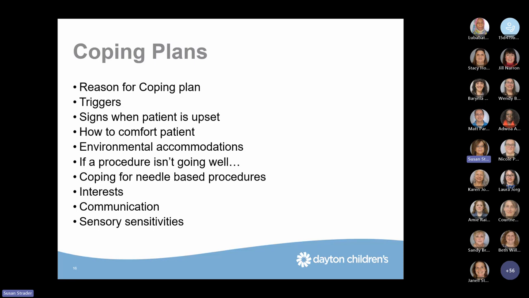What kind of things in the environment help? Are they avoiders that need you to turn down the lights, limit people in the room, put a quiet area? Are they sensory seekers who benefit from the projector and the sensory rover and the sensory toys in their room when they come in?